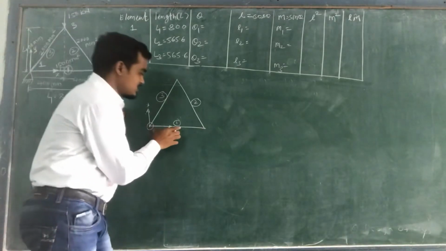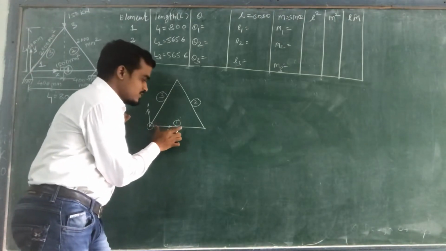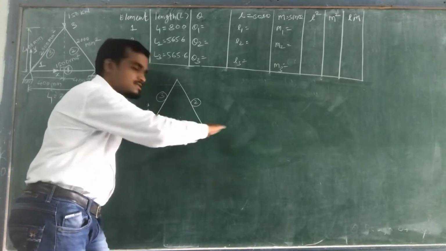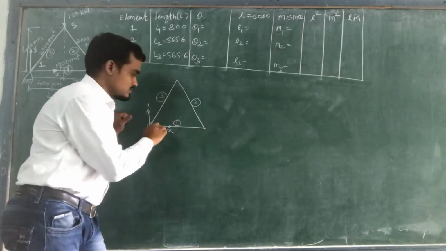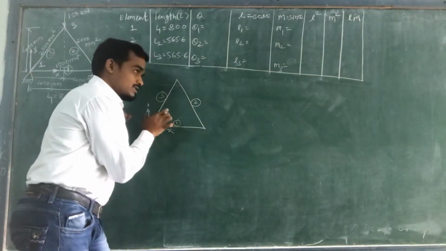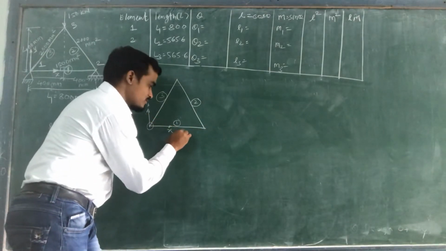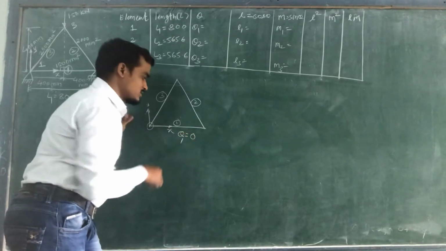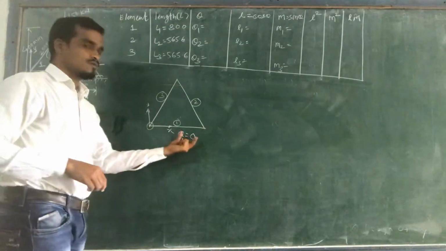For the first element, what will be the theta? This first element is parallel to the x-axis, so the theta will become equal to 0. So theta 1 for this first element is equal to 0.